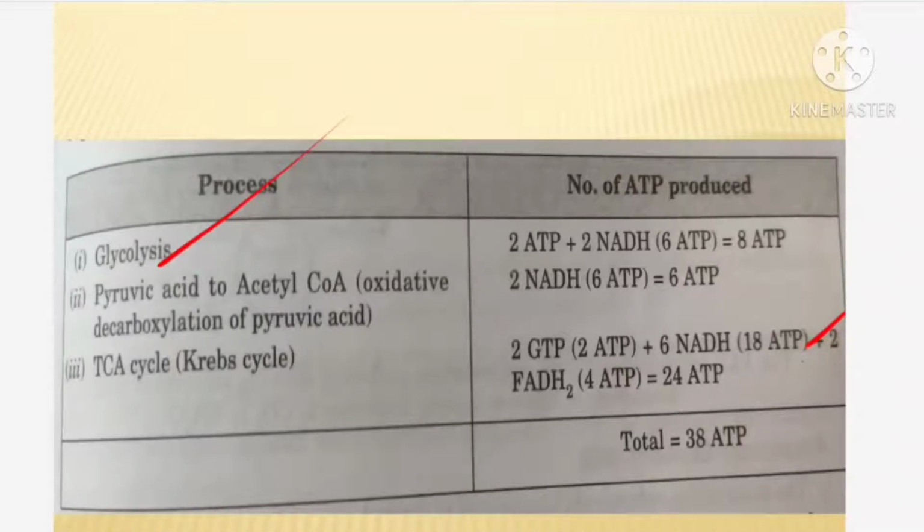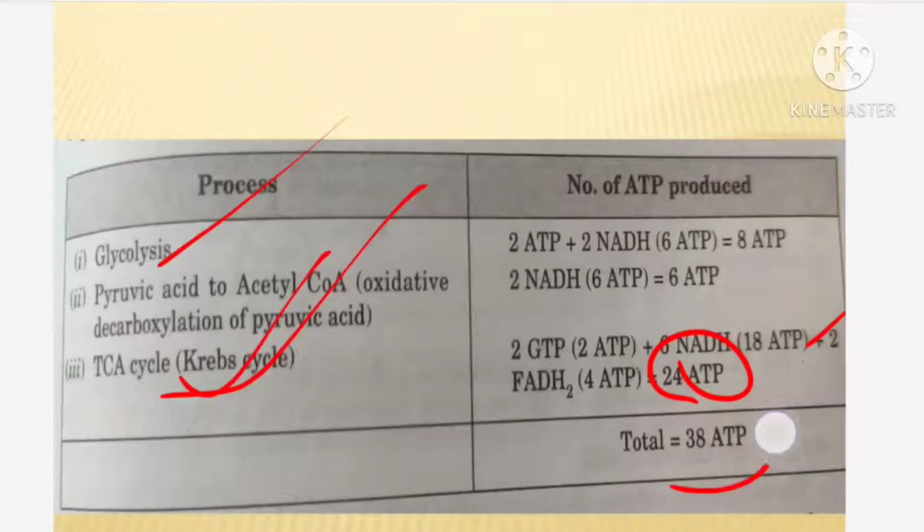So, when you add it up, how many ATPs will be produced? 24 ATPs will be produced in the Krebs cycle. So, as you know, what is ATP?